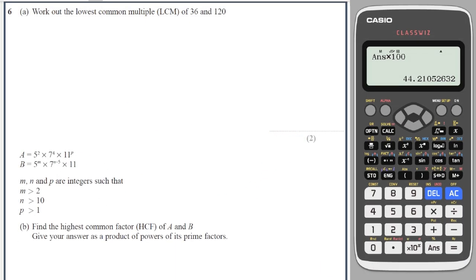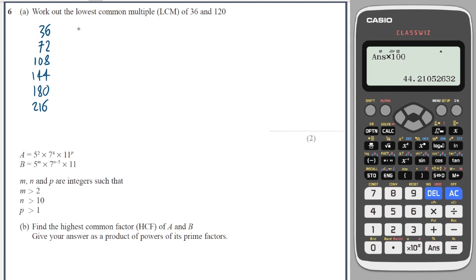Okay, next question is on lowest common multiple, and when a question like this is 2 marks, you can do the Venn diagram method, but sometimes it's just easier to write out the times tables. So if I were to just add up the 36s, then I'm going to get to here, I'm going to get to here, and in fact I'm not.